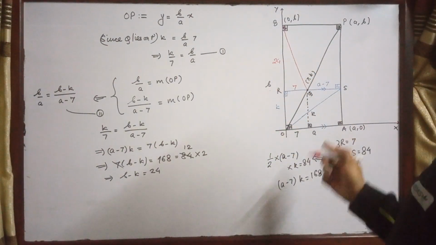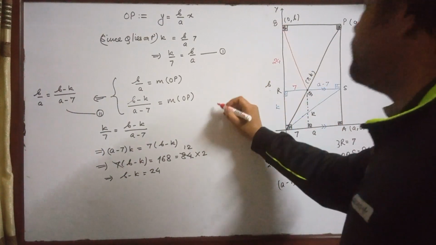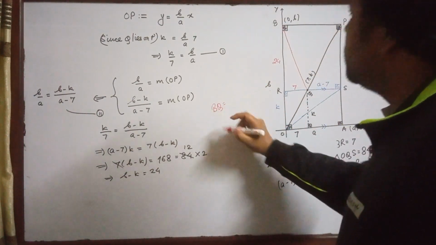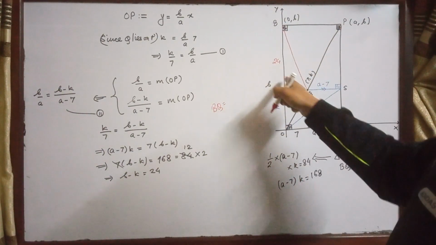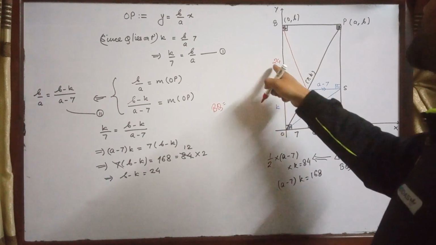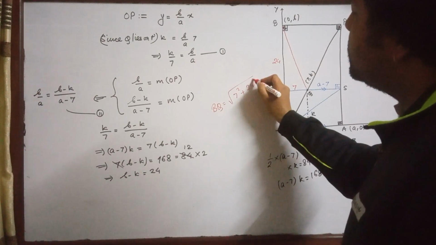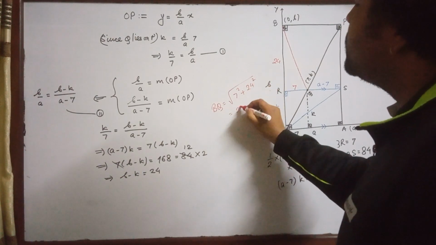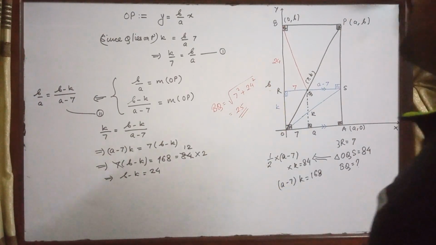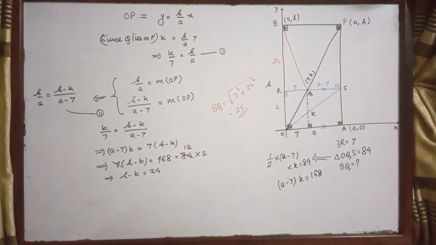So to find the length of BQ, we can use the Pythagoras theorem, the square root of 7 squared plus 24 squared, which will give us a length of 25. So this is how we solve it. This is one way to solve this, but I've got an easier way.